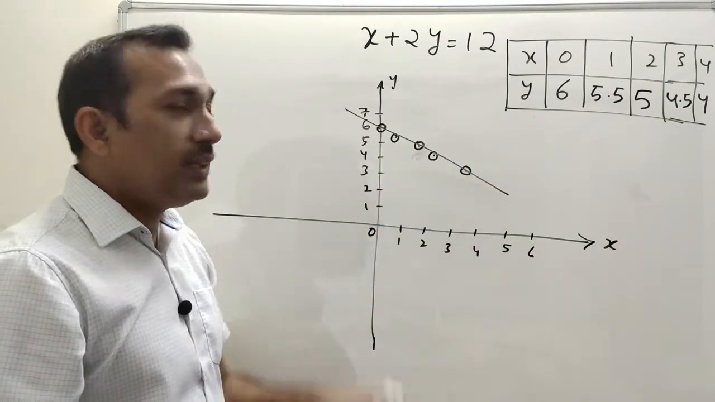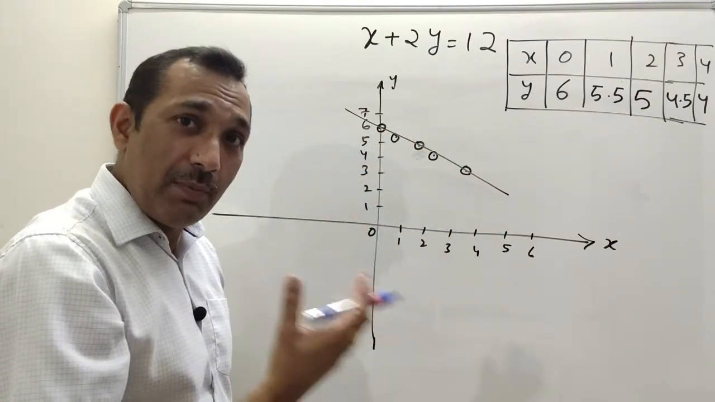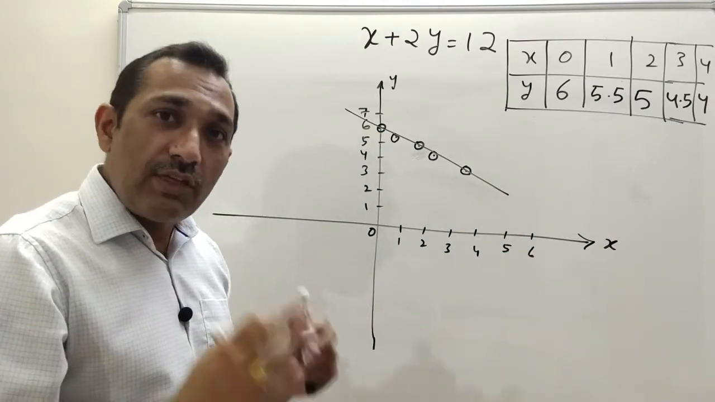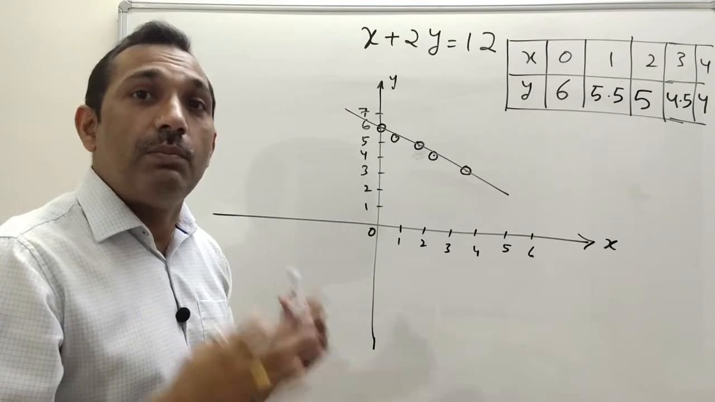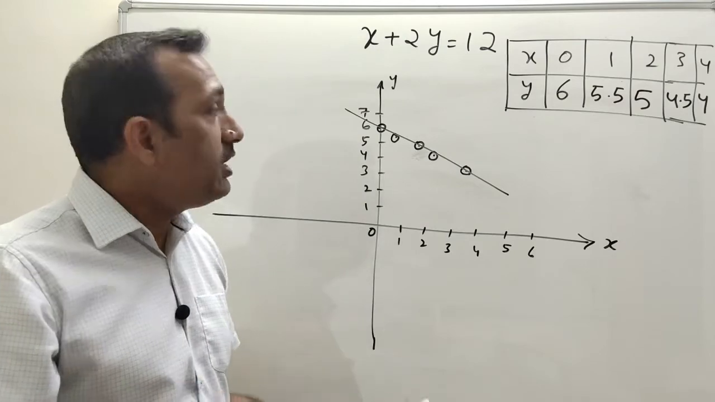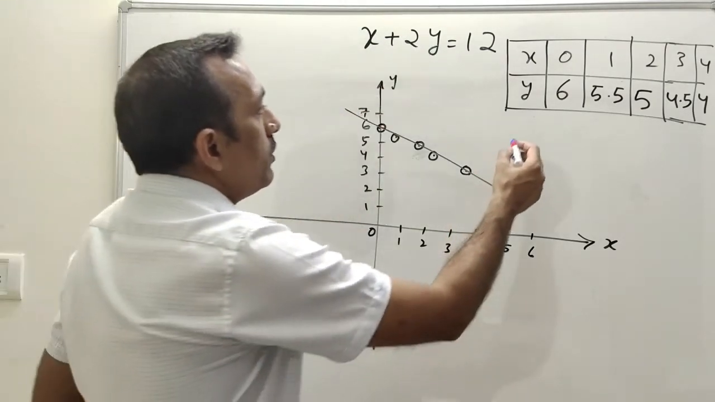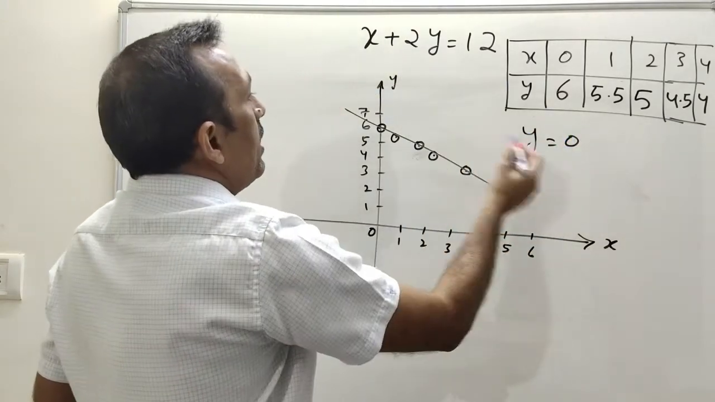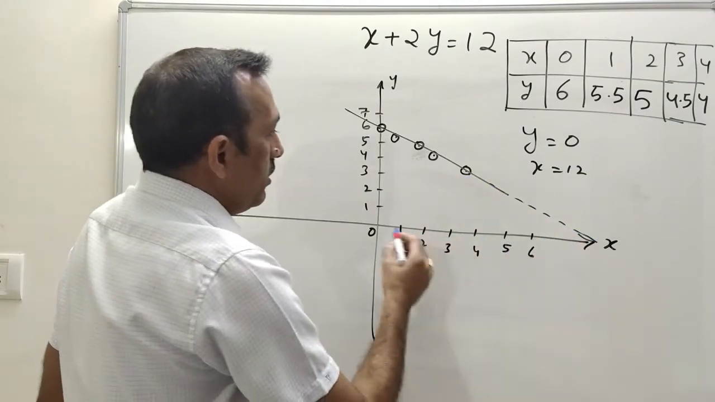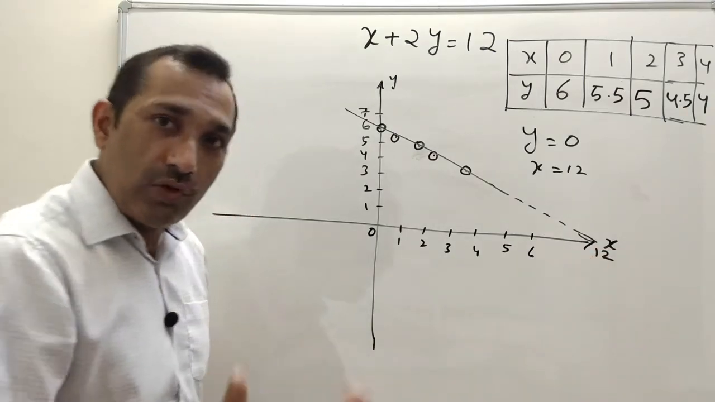So when we plot all these values, it is not very accurate, but if you take a graph paper and make it, this will come in a straight line, and that is the reason these equations are called linear equations, because the graph of a linear equation is a line. That's why it is called linear equation. If y equal to 0, what will happen? x equal to 12. If you extend it, where it will meet on the x-axis, that will be 12.